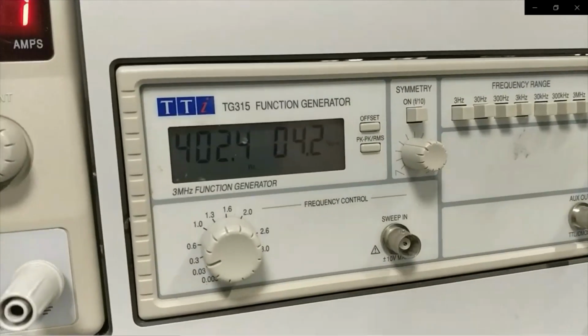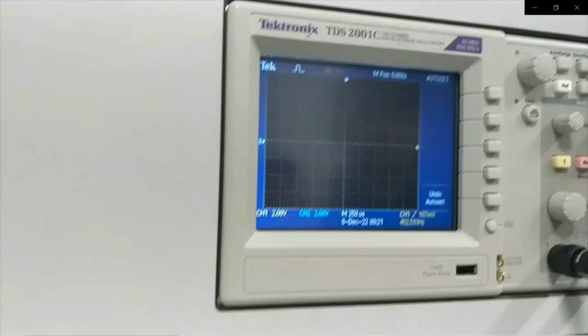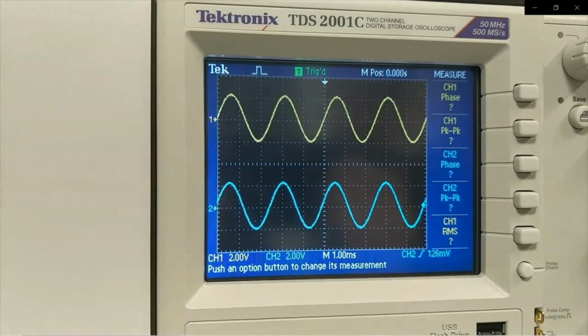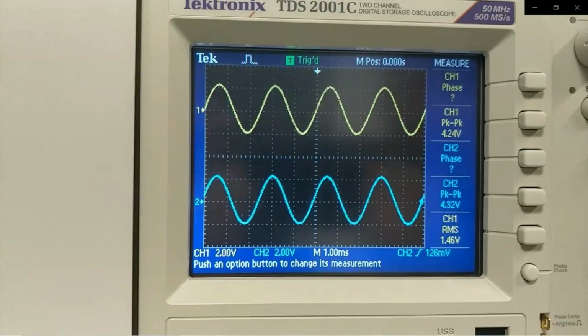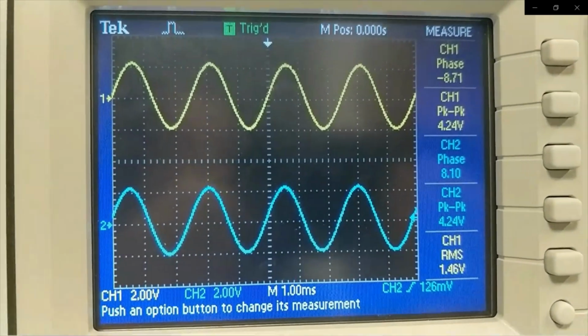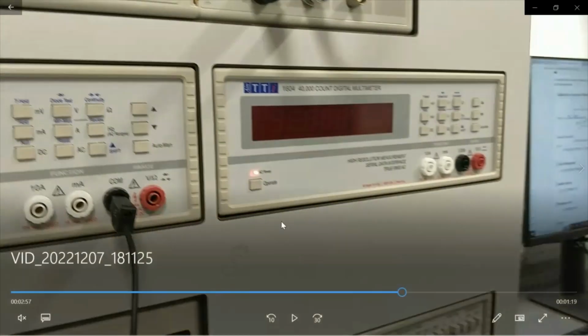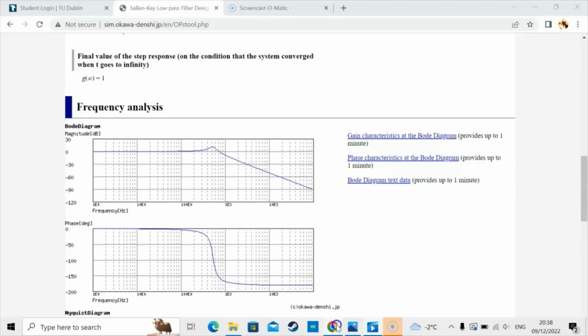We first put in a signal with a lower frequency than the break, about 400 hertz, and it comes out with a voltage the same as the input, and they're in phase together, or very close to being in phase, which can be seen in the bode diagram we have. As expected, below the break the output should be the same as the input.